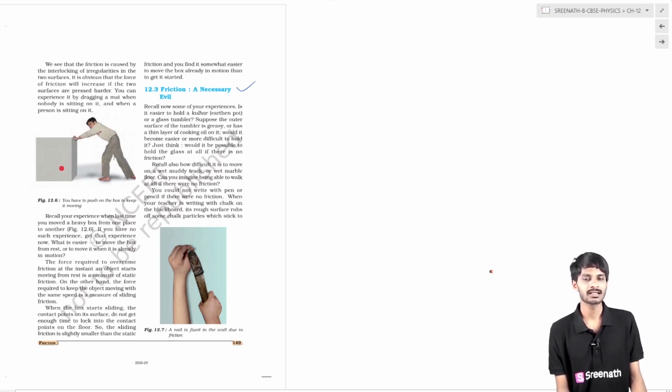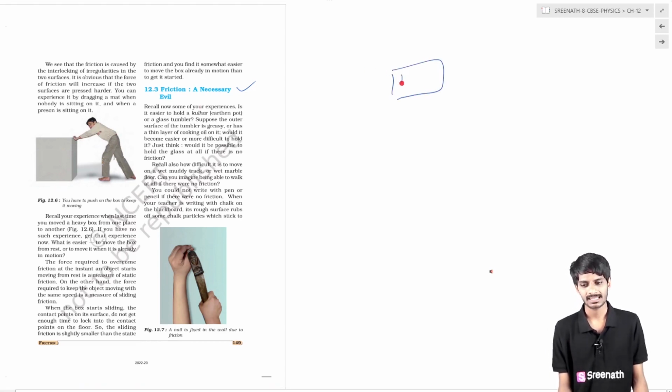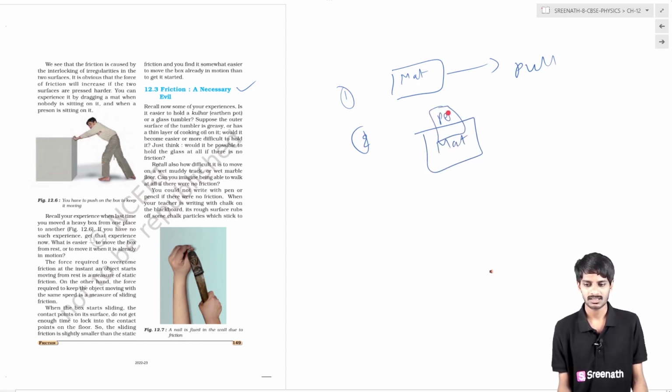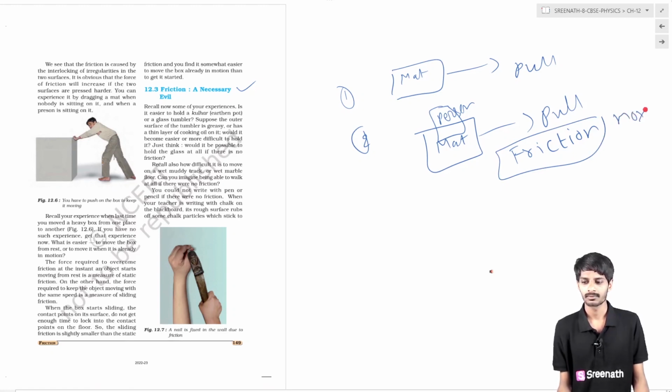Another example: if you are to pull a mat in the first case, what is in the second case? In the second case there is a mat and another person or a box on the mat. Then what will you observe? Again you have to pull. Here the friction is more. Here the friction is less.